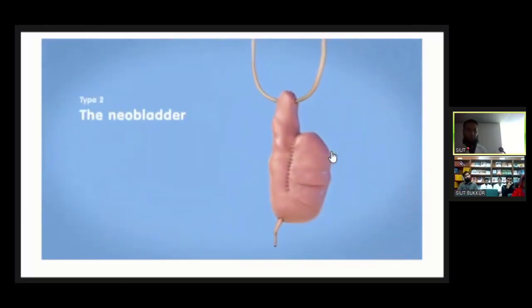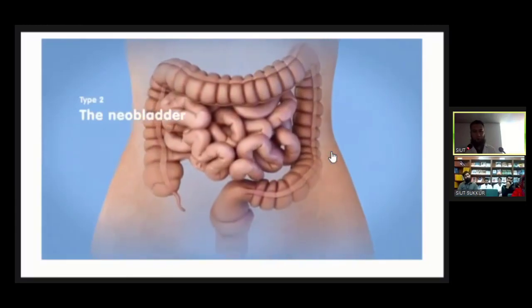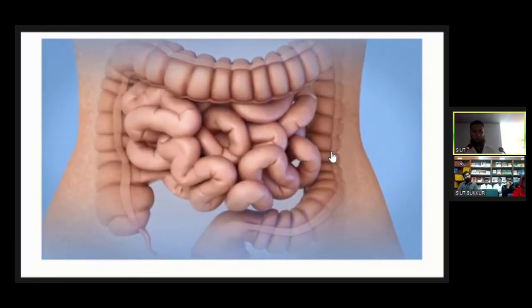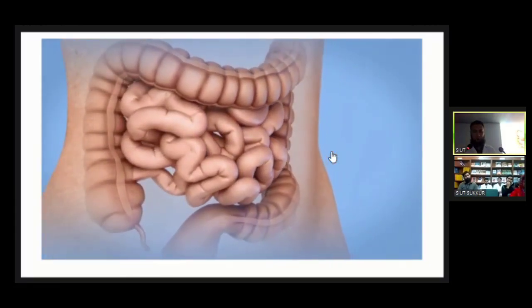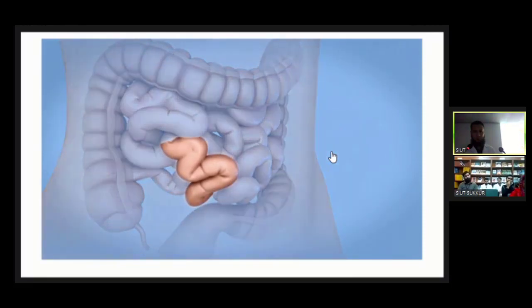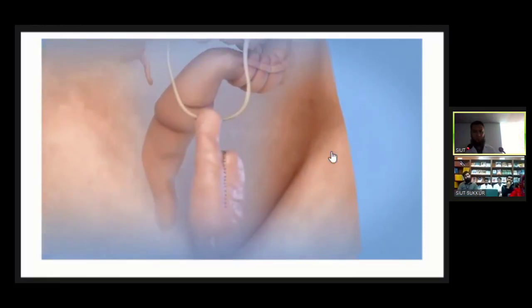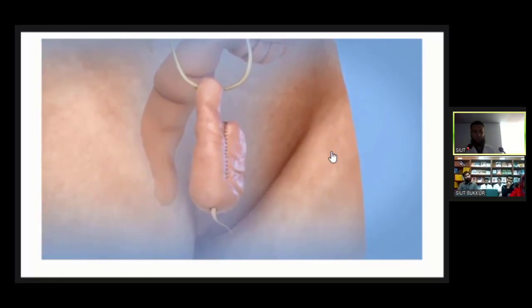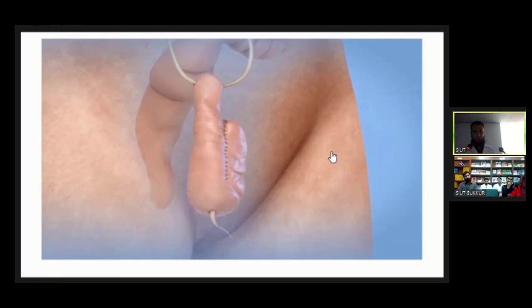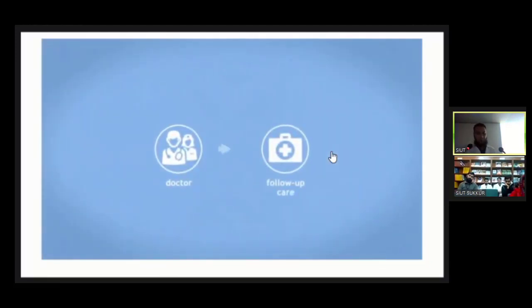Type 2. The Neo Bladder. A Neo Bladder, or new bladder, is a pouch created from a portion of your intestines to store urine inside your body. The ureters are connected to one end of the Neo Bladder. The urethra connects to the other end, just like in your original bladder. You will pass urine through the urethra. Follow-up care is provided by your doctor or a specialist nurse after you leave the hospital. This will include educational lessons.